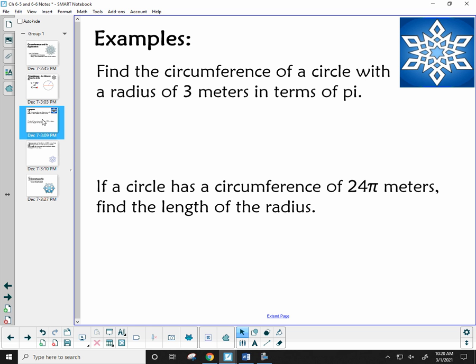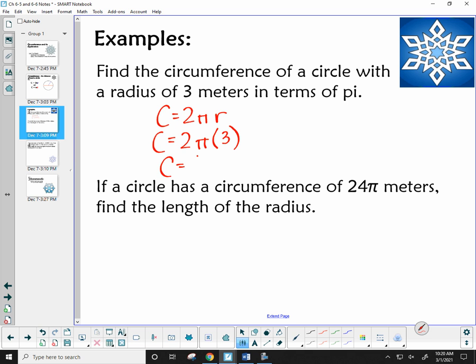So it says, find the circumference of a circle with a radius of 3 meters in terms of pi. What it means is we don't just multiply pi out. Okay? So we know circumference is 2 pi r. So I'm going to have 2 times pi times my radius, in this case is 3. So if I simplify that, that's 6 pi meters, and that's my final answer.